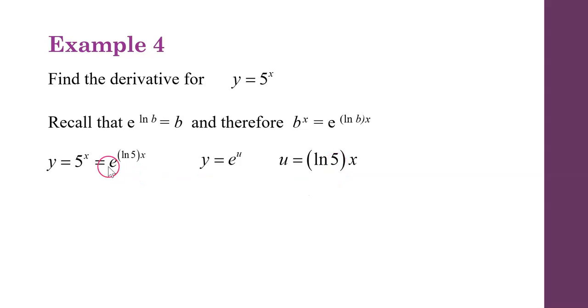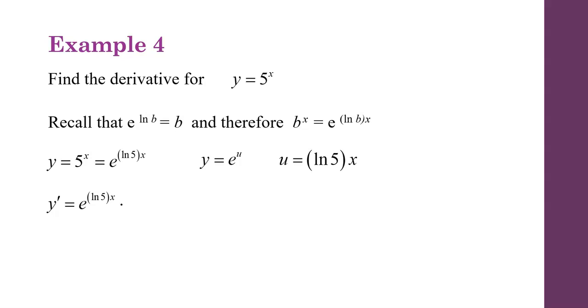So now, as I'm taking the derivative of this function, the e to the u, when I take a derivative of it, remains e to the u, or e to the natural log of 5 times x.